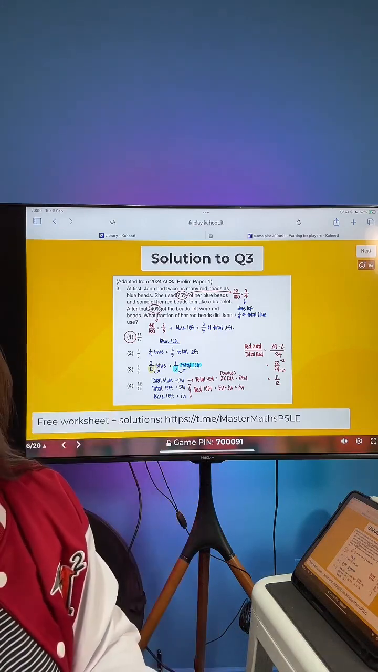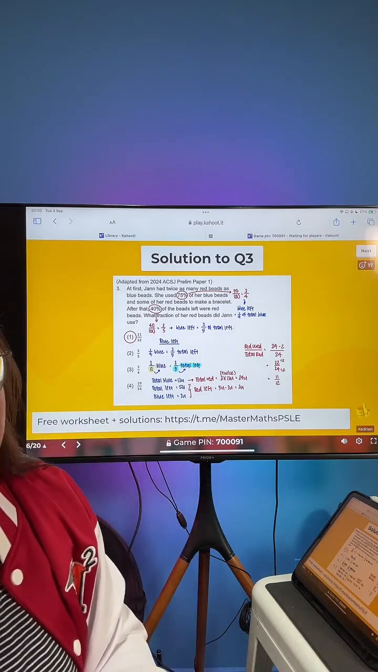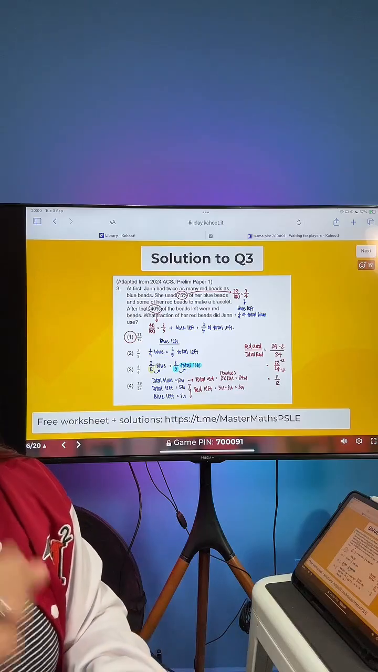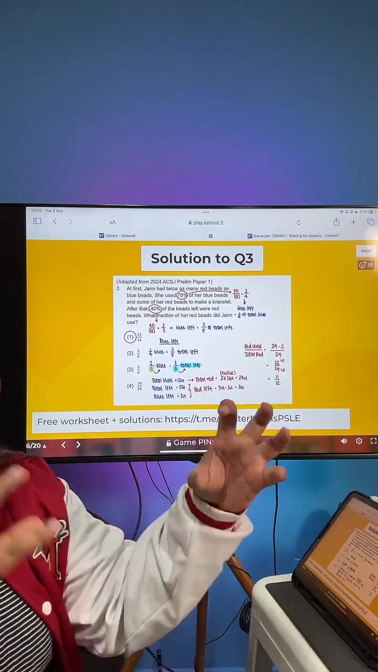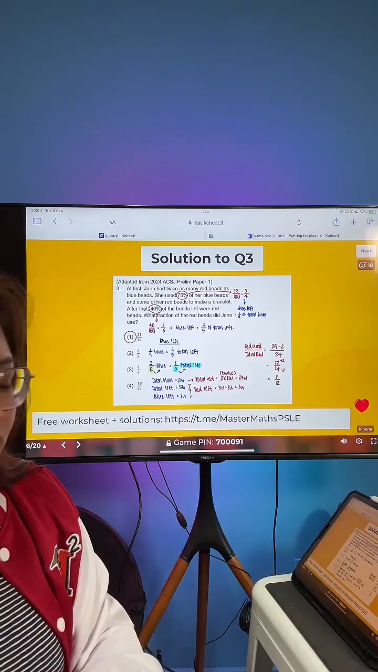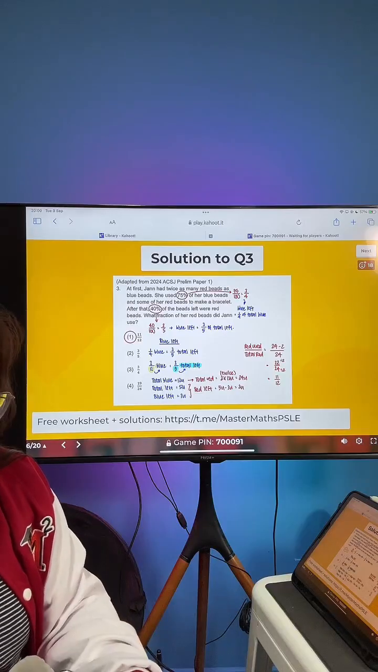Thank you very much. Okay, there is some other methods, no problem, no issues here. You can use actually ratio method, and then you make blue left to be equal, okay, because they have equal parts. Alright, so using ratio method works as well.